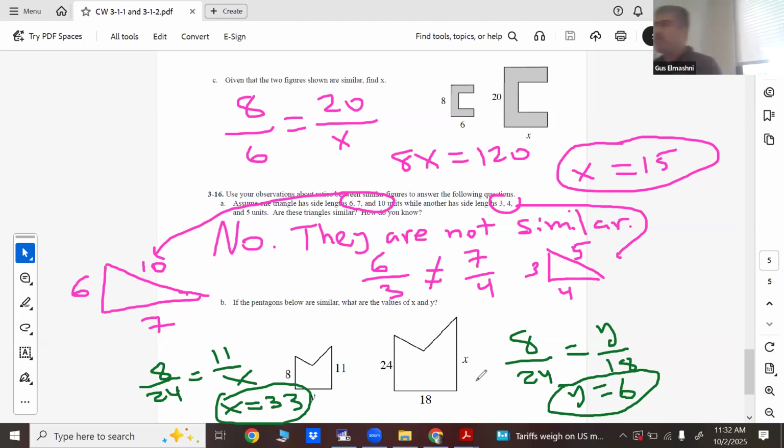Actually, what's easier is to reduce this fraction to 1/3. So this has to be 6 to make it 1/3. Make that 1/3, and then this has to be 6. So you can do it that way, or cross multiply using the calculator. You can use a calculator if you need to. That's fine.